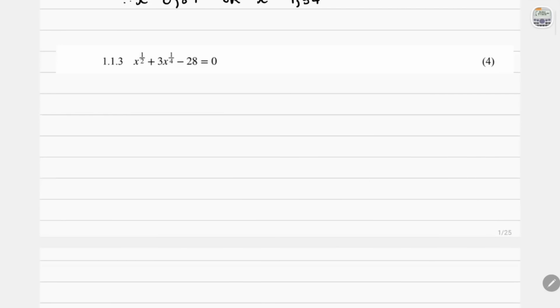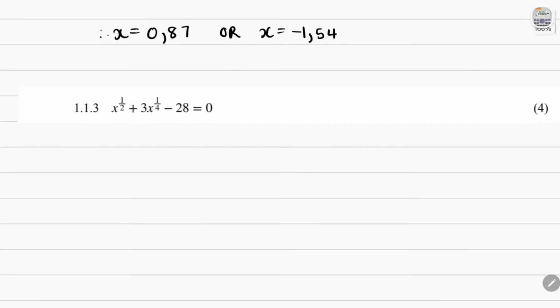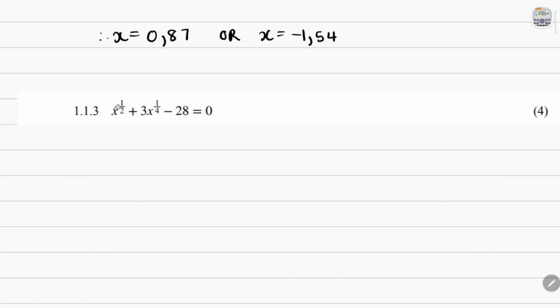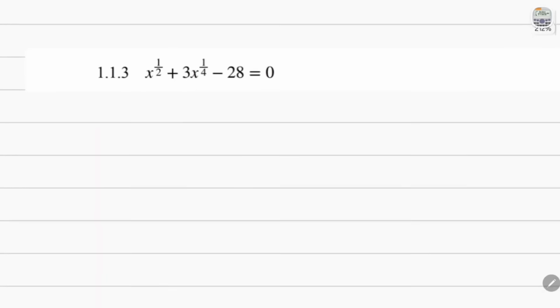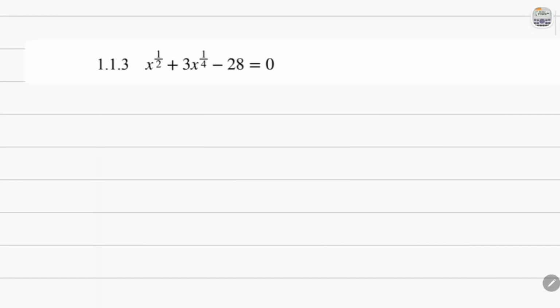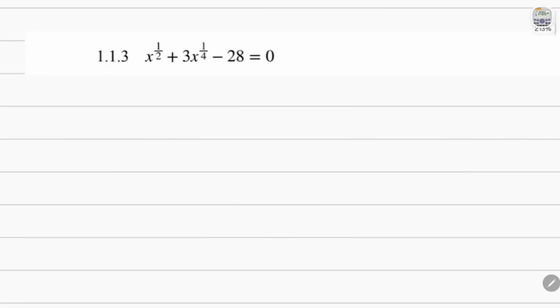Question 1.1.3, we have an equation with x raised to the power of 1 over 2 plus 3 times x to the power of 1 over 4, and so on. You see what's going on here. Notice that it looks a lot like a quadratic equation, and that's because it is. You can make a quadratic by just spotting what is similar, or what is really repeating itself. So you have an x to the power of 1 over 2, and you also have an x to the power of 1 over 4.